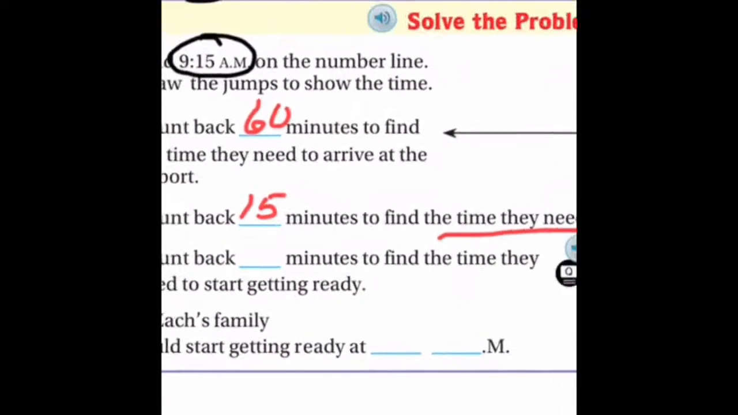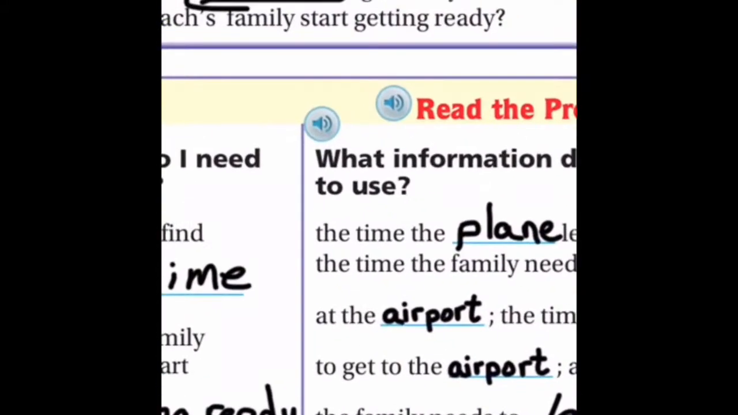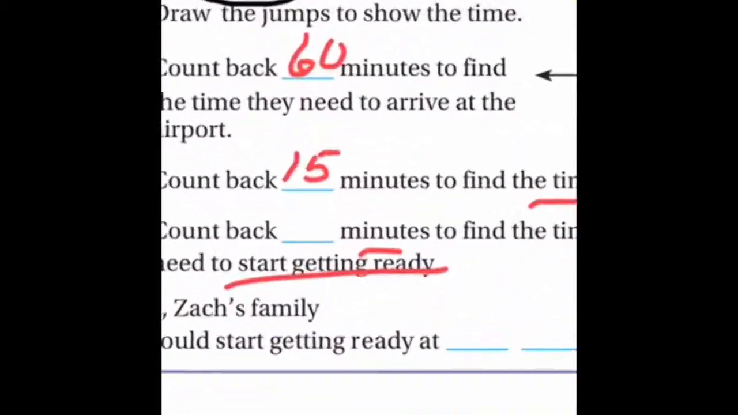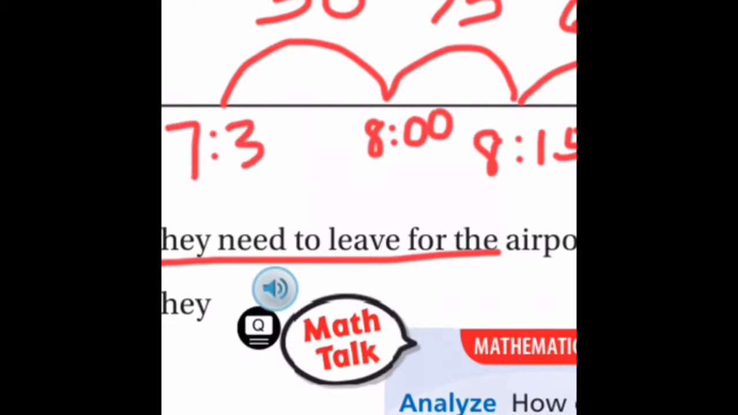And then we're going to have to count back some more minutes to find the time they need to start getting ready. So how long does it take them to get ready? Looks like it takes them 30 minutes to get ready. So we need to take that off also. So we're at 8 o'clock. We go back another 30 minutes. And 8 o'clock minus 30 minutes is 7:30.